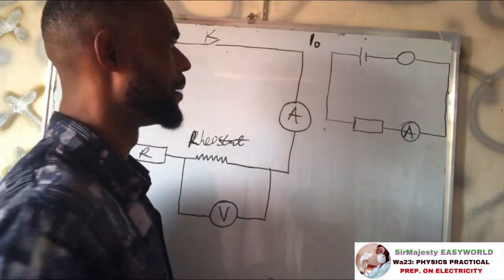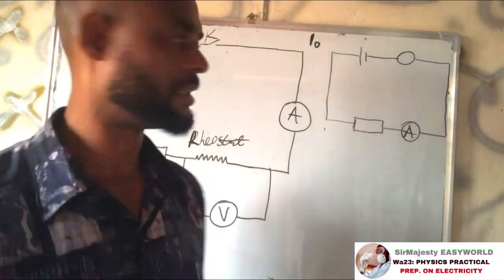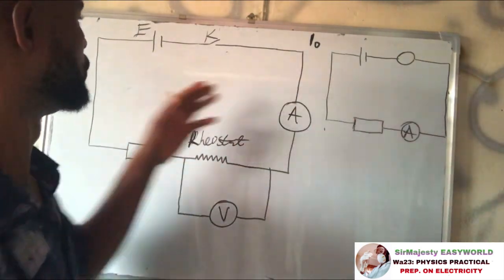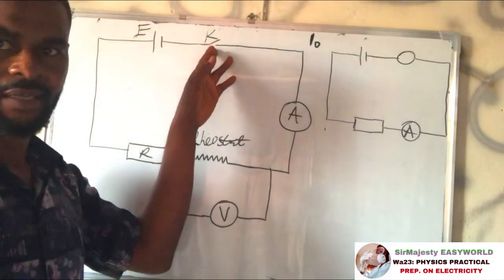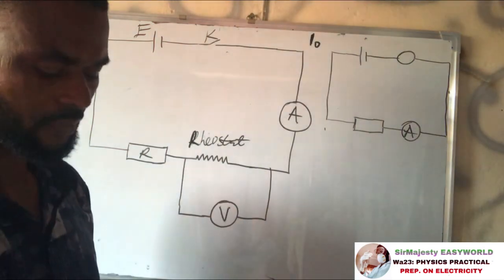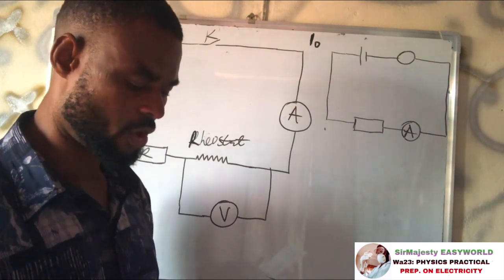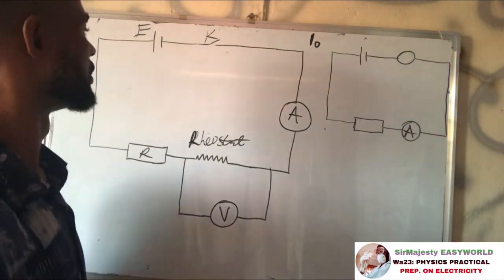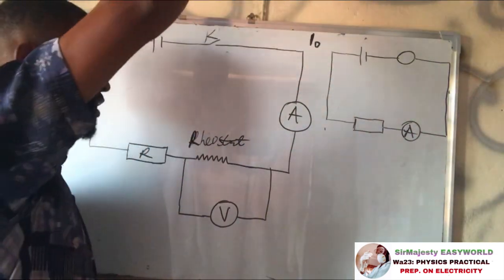When you close the key. But look at this diagram now, you have no key. That is why, using this statement, I developed the diagram to this shape. Look at my own, it now has a key. It says close the key. After closing the key, record the ammeter reading I0. Remove the plug of the key. That is the thing you fix here to make the circuit closed. You remove it now.